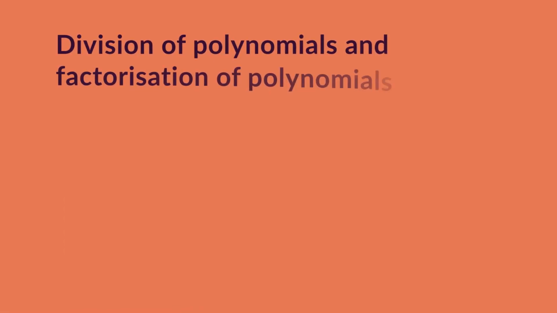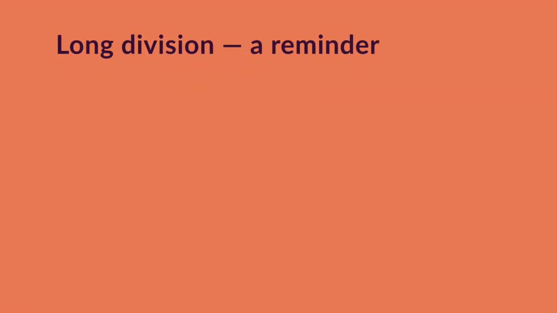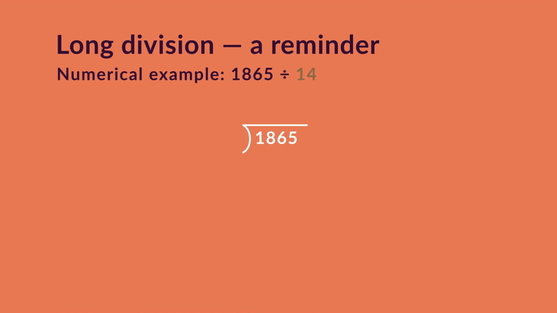In this lesson, we're going to cover division of polynomials and factorization of polynomials. We'll begin by going back to division basics, starting with a quick long division calculation to remind ourselves how the steps work. Here, we divide the number 1,865 by 14. We call 1,865 the dividend, and 14 is called the divisor.